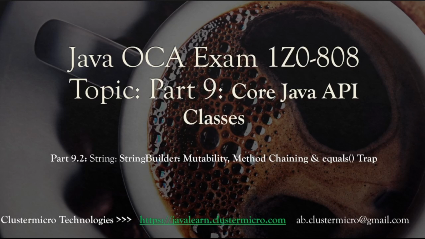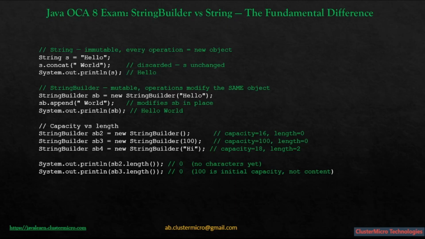Today we are going to discuss part 9.2: StringBuilder, mutability, method chaining and the equals trap. This is part of part 9, core Java API classes. So String versus StringBuilder, the core difference.